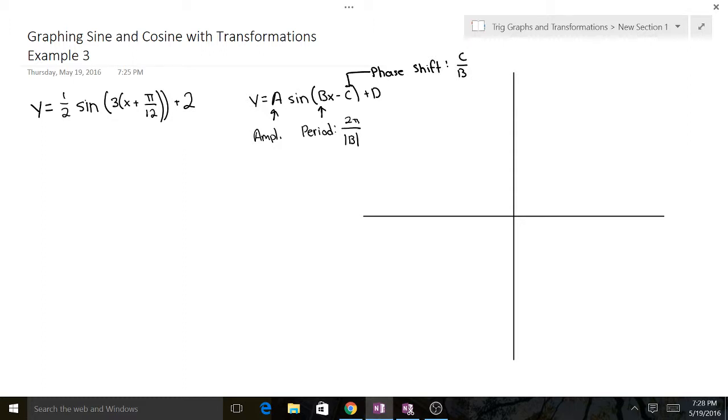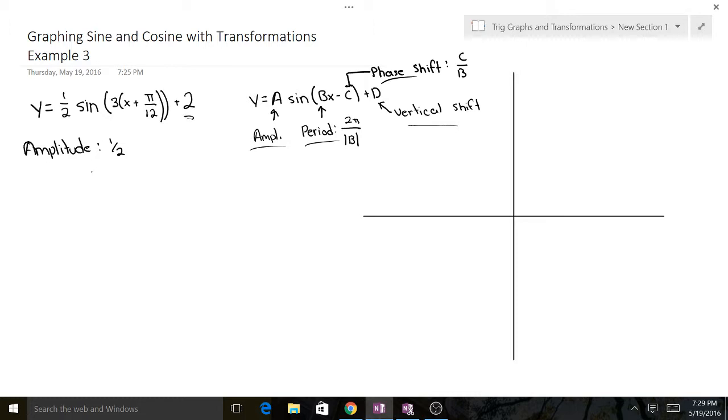And d is just the vertical shift. So how far up and down should it go? So now let's figure out all of these factors: amplitude, period, phase shift, and vertical shift of this function. Immediately, amplitude is a good way to start. It's not too hard. Amplitude is 1/2. So that means instead of going from 1 to -1, we would just go from 1/2 to -1/2. That does not account for the vertical shift, which will change that.